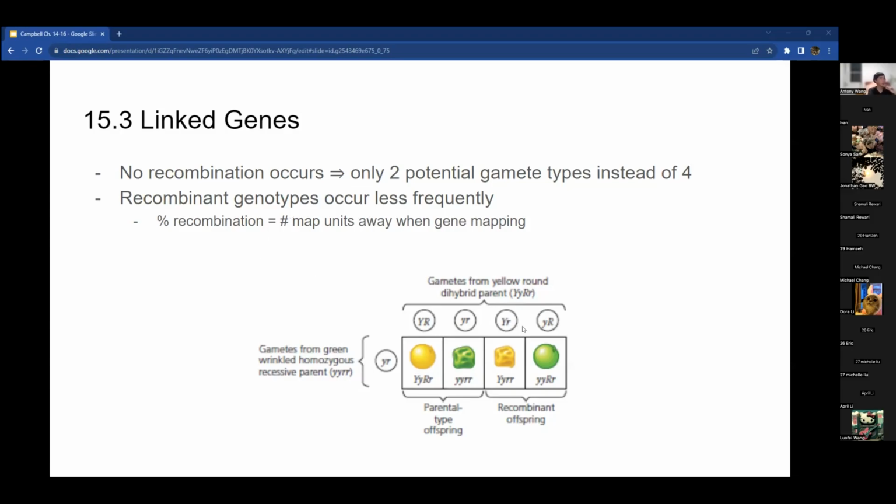So we can calculate how many map units apart two genes are, how far apart they are, by how many recombinant offspring there are. Let me try to explain this better. Basically, it's what percent of the offspring are made by a heterozygous gamete. So the percent recombination allows you to determine, relatively, how far away the genes are.